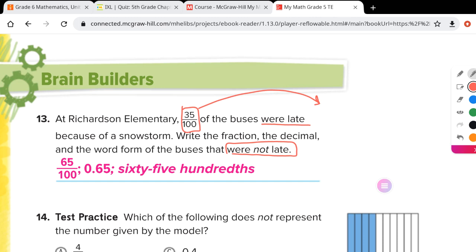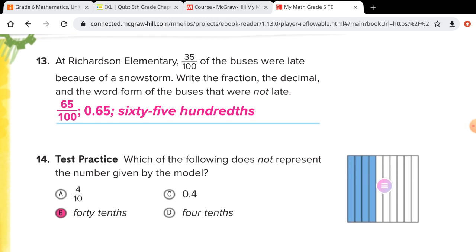A little bit of a brain builder. And then number 14, again, you had to read carefully because you were telling me which one is not correct. So the only one that did not work was B. Okay, questions on any of those? Pretty easy lesson. And that was actually 2 lessons.